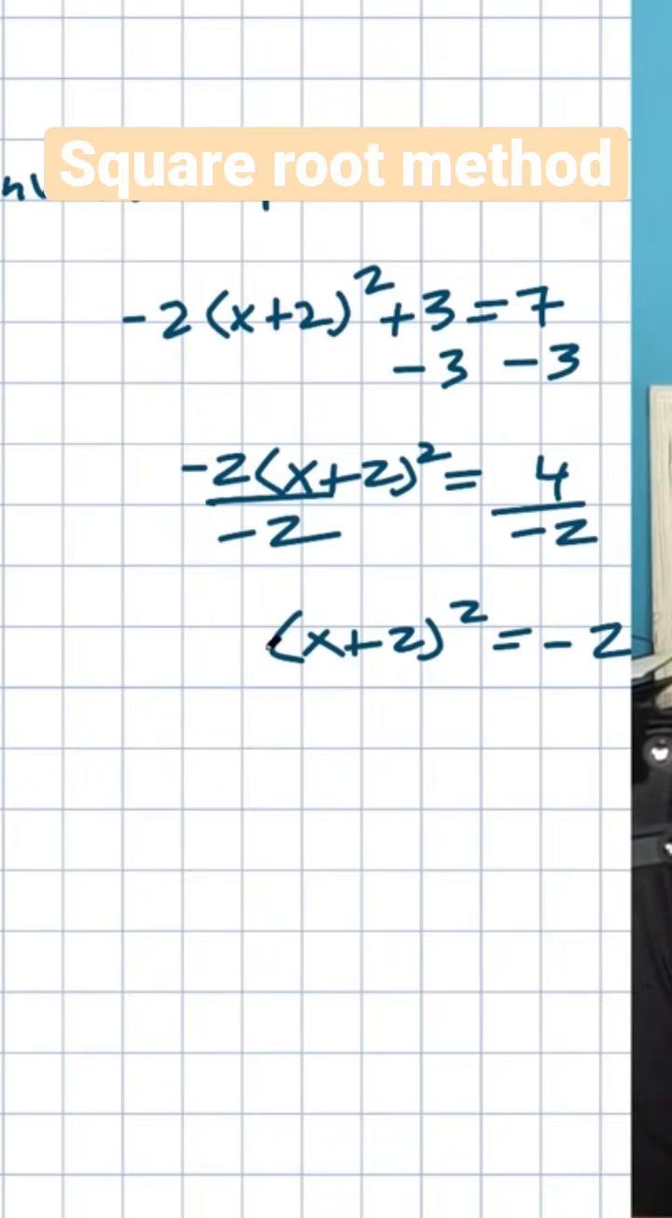Because this 2 is inside this parentheses, that quantity is being squared. So therefore I need to take the square root of both sides, and that's going to leave me now with an x plus 2 equals the square root of a negative number, which again, remember, that's going to bring us into our imaginary unit system.